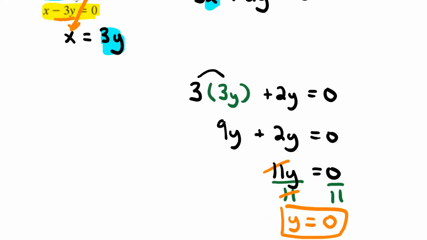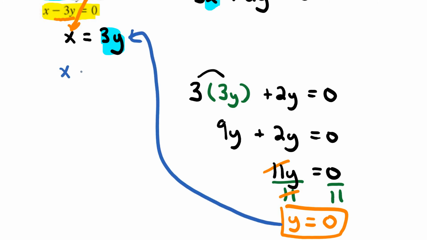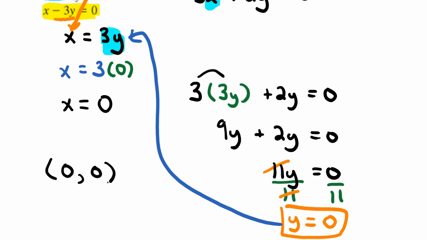Now, if y equals 0, you can simply plug that back over here. So I know that x equals 3y, but now we know that y equals 0. So 3 times 0 is 0, so x would also equal 0. So my answer to this question is going to be 0, 0.